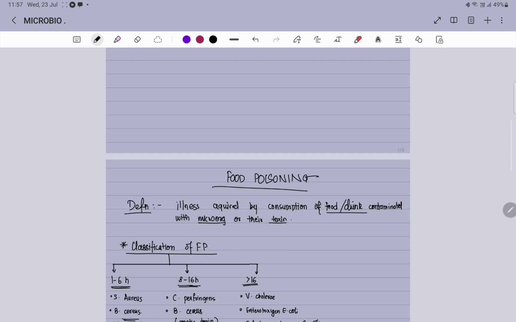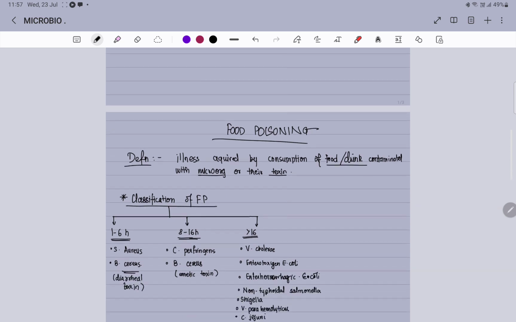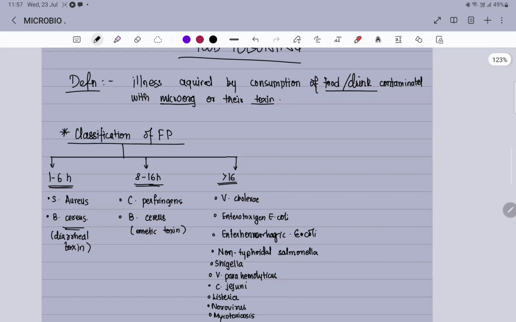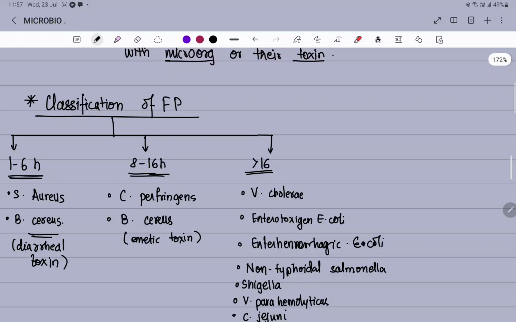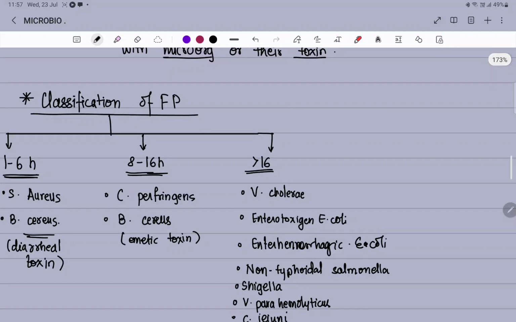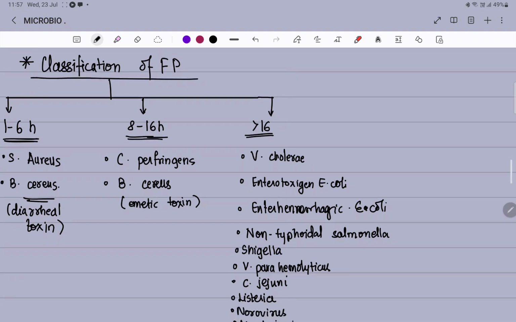Let us talk about the next, food poisoning with onset of 8 to 16 hours. We have talked about the organism causing this. One of the important organisms between 8 to 16 hours is Clostridium perfringens. Be serious, okay? Clostridium perfringens, all you need to know is it majorly affects the skin, but it can be a causative agent for food poisoning as well.